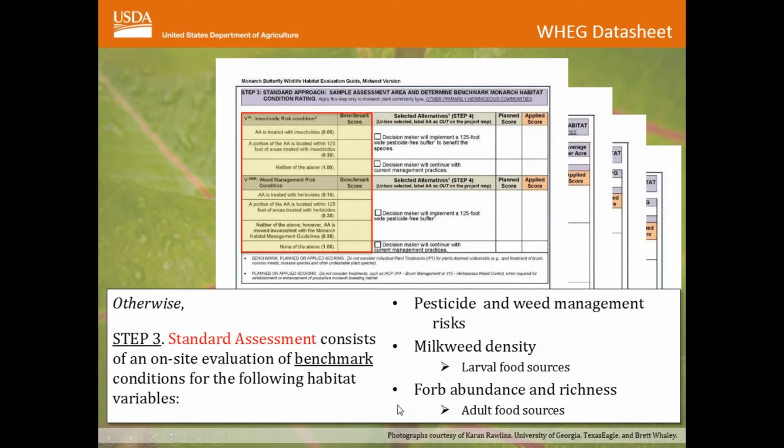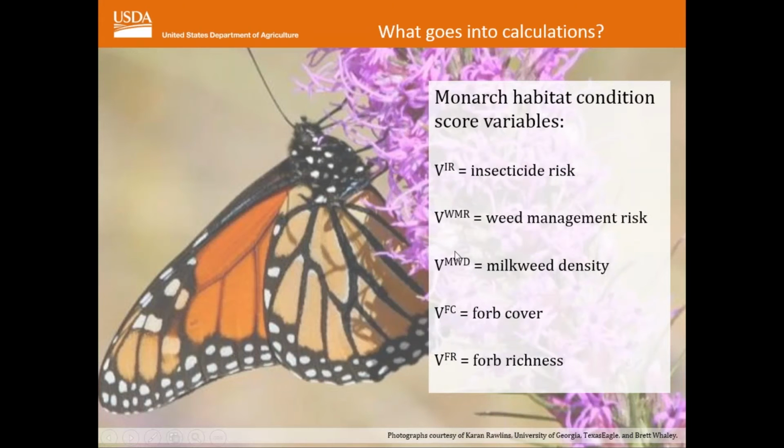So within step 3, we're doing the evaluation of benchmark conditions, and there are several parts to the wildlife habitat evaluation guide. The first factor is an insecticide risk condition. Then we have a weed management risk condition. And this shows it a little bit more. And we also then have a milkweed density, and we have a forb cover, and forb richness.